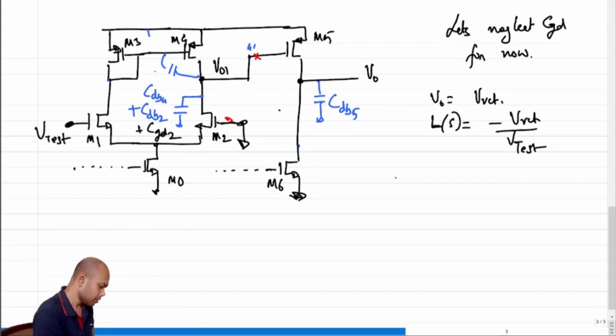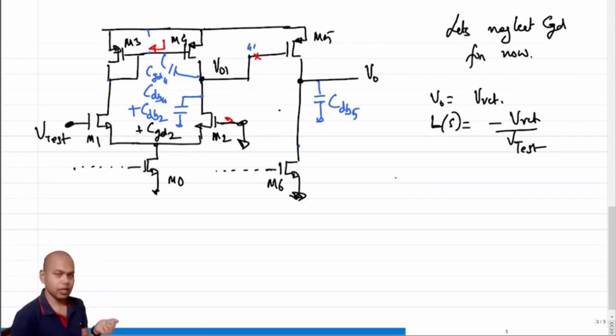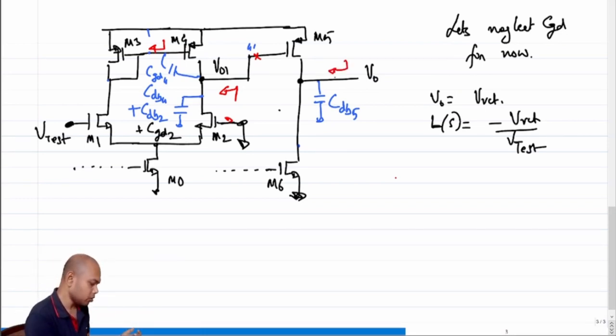What about this CGD4, right? So in order to understand what's going to happen to CGD4, let's try to figure out what is the impedance looking in here. What is the impedance looking into the gate of M3? Note that I'm looking into the gate of M3 where M3 is diode connected, right? So what is the impedance? The impedance is 1 over GM3, right? Now, what is the resistance looking into V01? The order of the impedance looking into V01 is RDS4 parallel RDS2, right? So similarly, what is the order of the impedance looking into the output node? Again, it is RDS5 parallel RDS6, right?